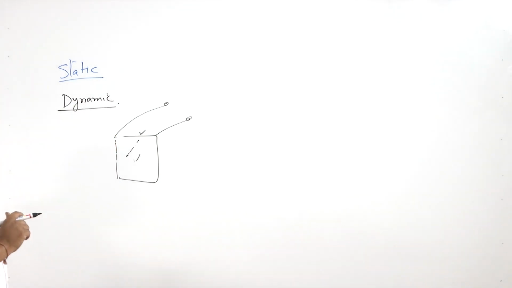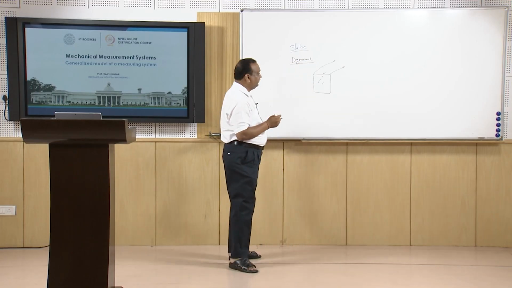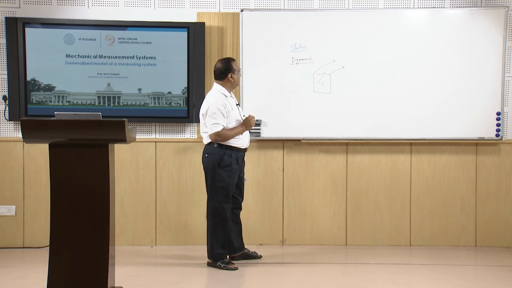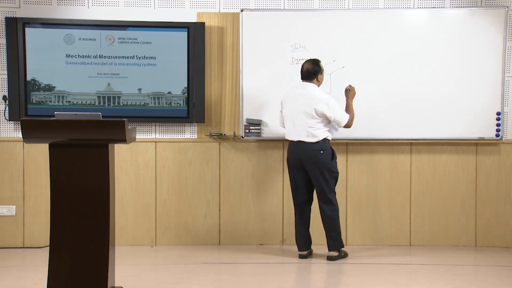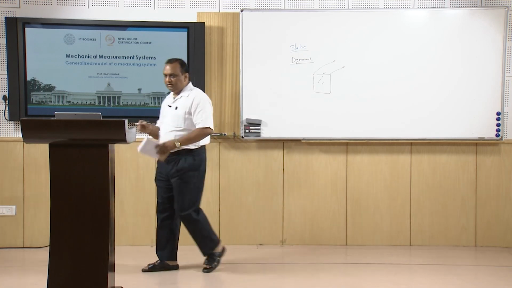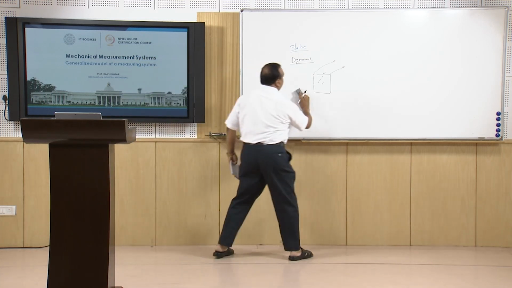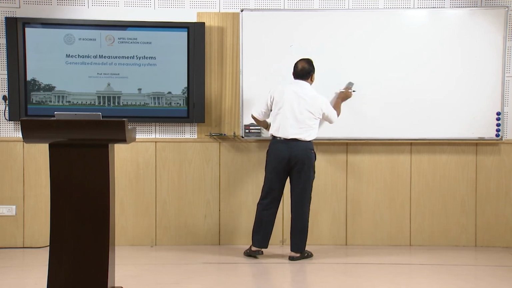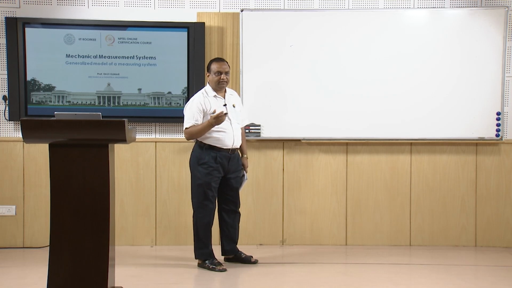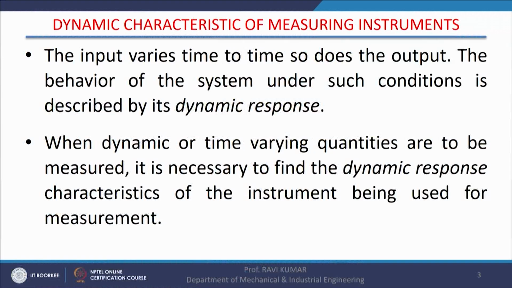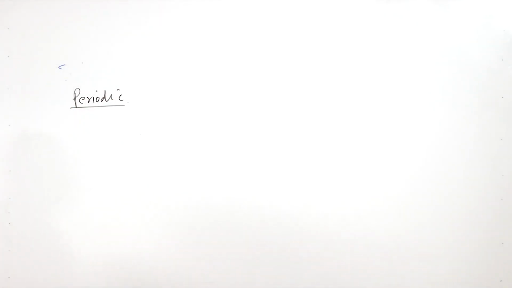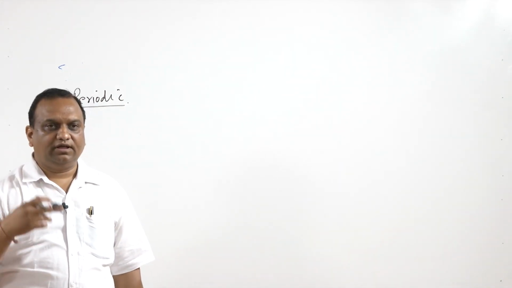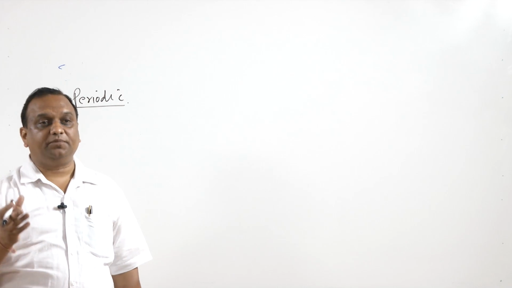The input may be constant, input may be time variant. So there are certain terms which we have to understand before going through the dynamic study of the dynamic characteristics of the measuring instrument. The first is periodic signal. So dynamic input can be of many forms, as I said earlier. It can be periodic. Now periodic input means cycle is repeating itself. I mean after a certain time interval the cycle is repeated.